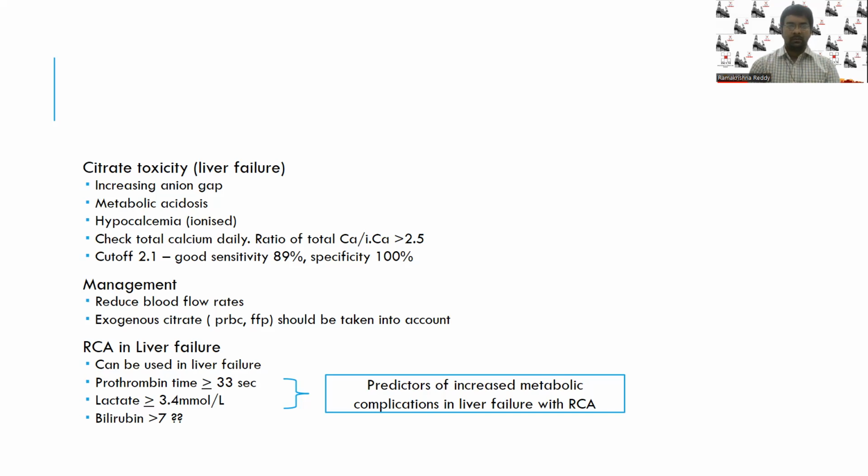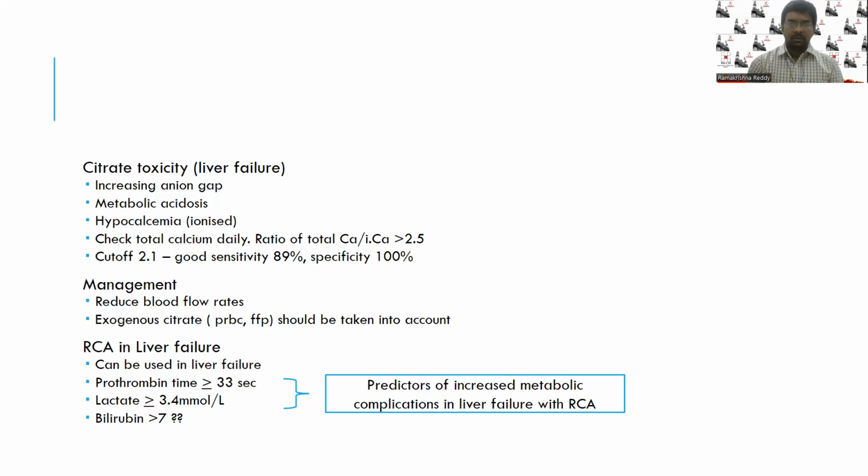But studies have shown that if you take a cutoff of 2.1, then you can identify citrate toxicity very early, with a sensitivity of 89% and specificity of 100%. So in case of citrate toxicity, you need to reduce the blood flow rate, stop the citrate infusion, and also stop any exogenous administration of citrate.